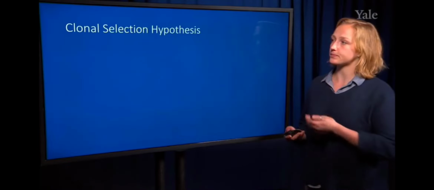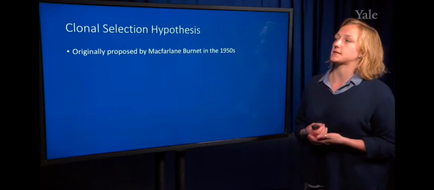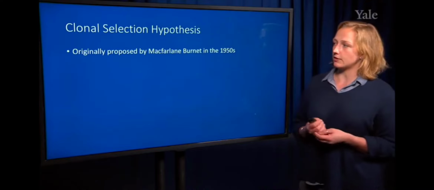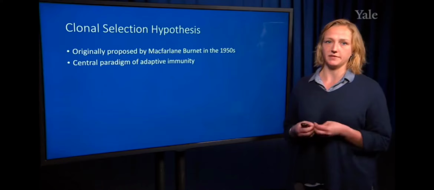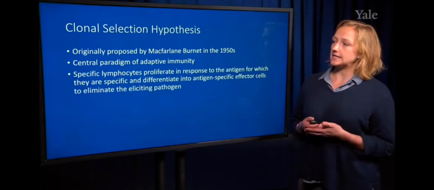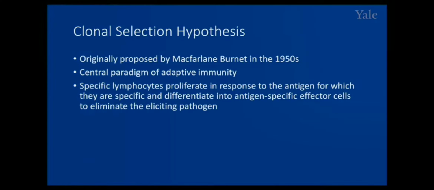The clonal selection hypothesis was originally proposed by Macfarlane Burnet in the 1950s, and it's really the central paradigm of adaptive immunity. It states that specific lymphocytes proliferate in response to the antigen for which they are specific, and subsequently they differentiate into antigen-specific effector cells to eliminate the eliciting pathogen. That is a lot of words, as most hypotheses are, so let's dive into this step by step, looking at what the clonal selection hypothesis is.